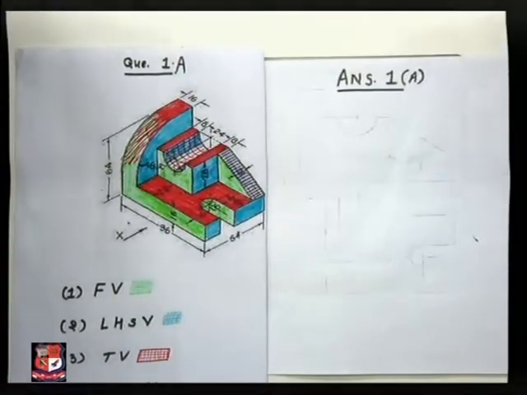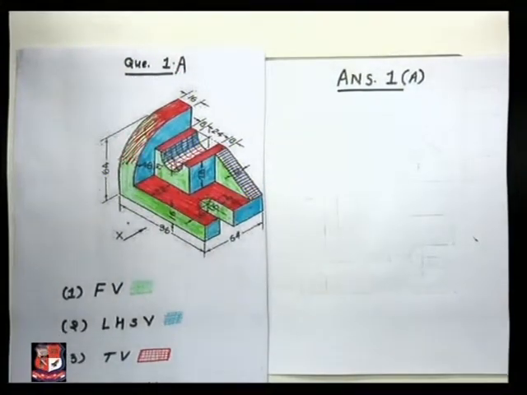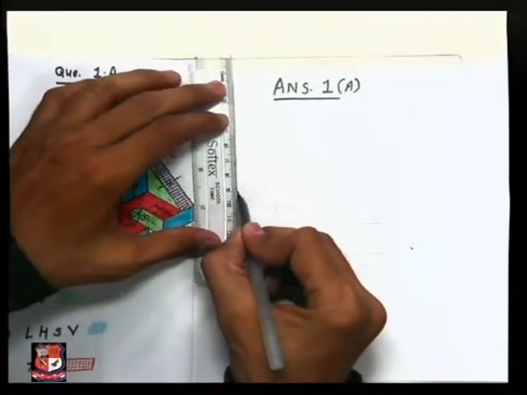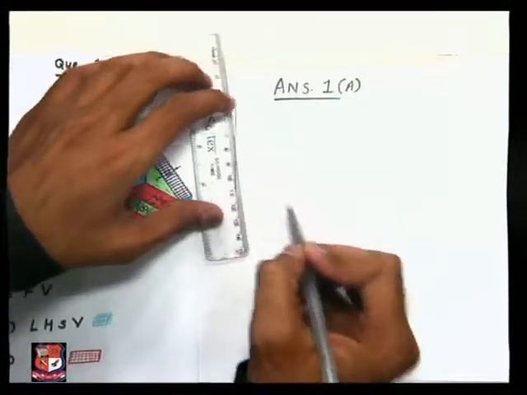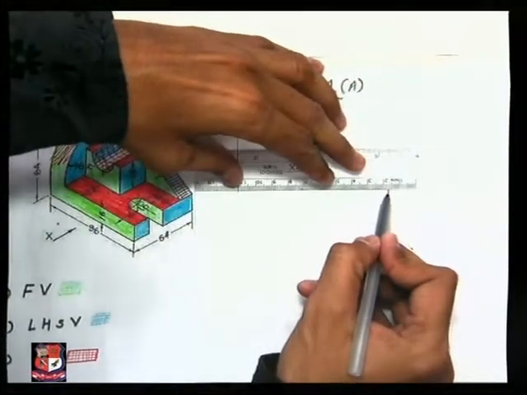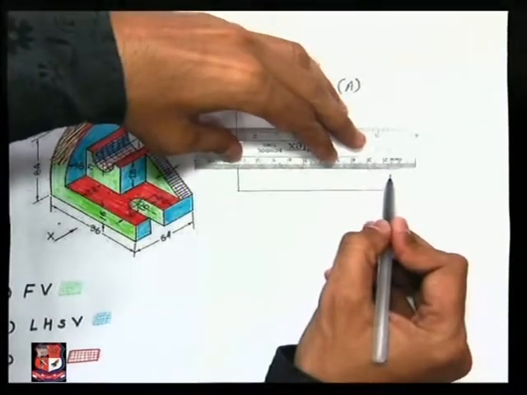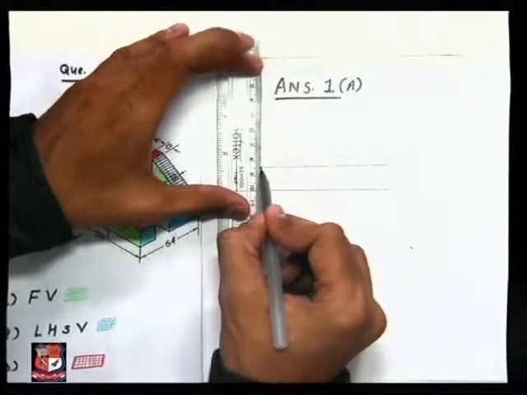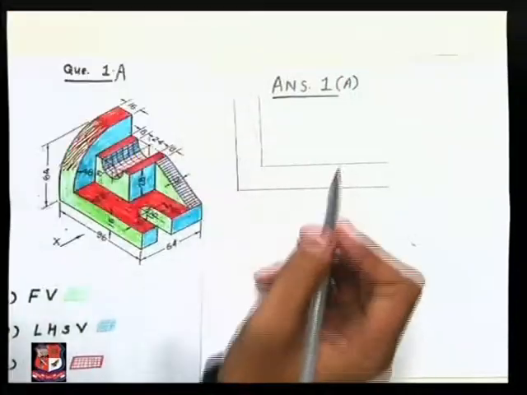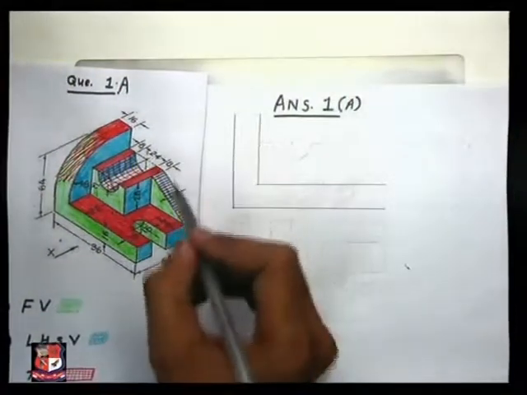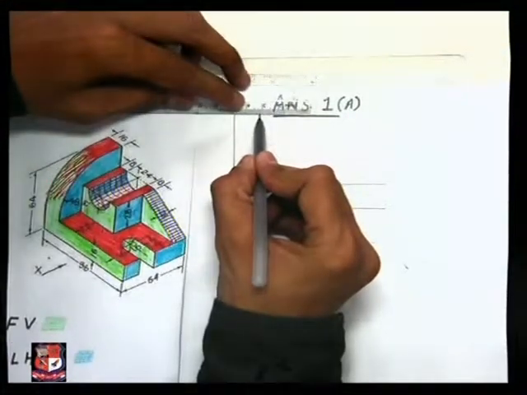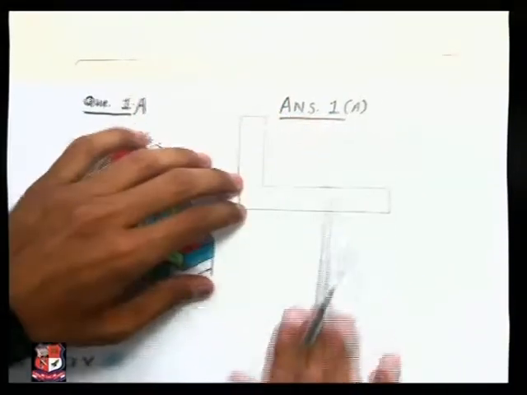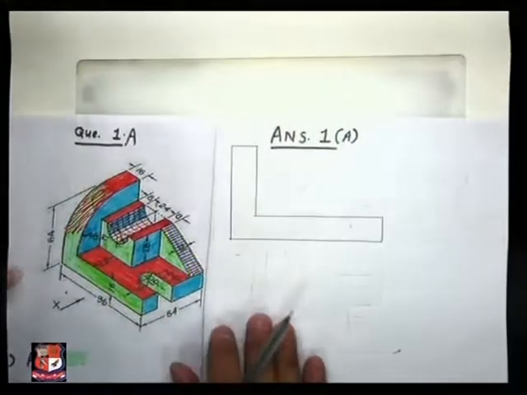So let me draw that view. That is to be drawn like this. We start from here. Height is known to us, that is 64 millimeter. Width is known to us, that is 96 millimeter. And here this height is known to us, that is 16 millimeter. This width is known to us, that is 16 millimeter. So that L shape would appear like this in its front view. This is an L shape. I hope it's visible to you.